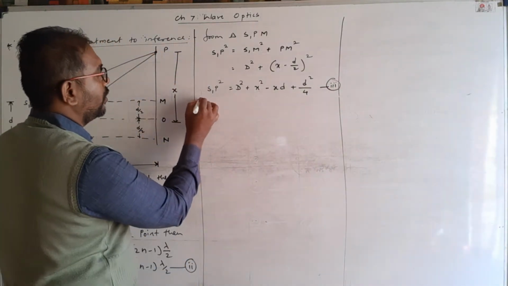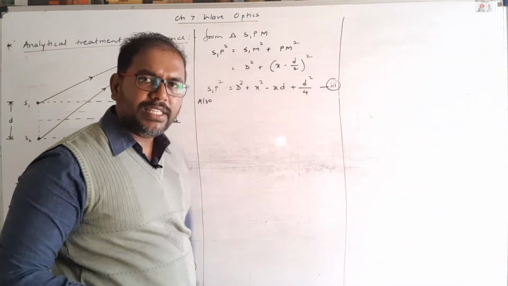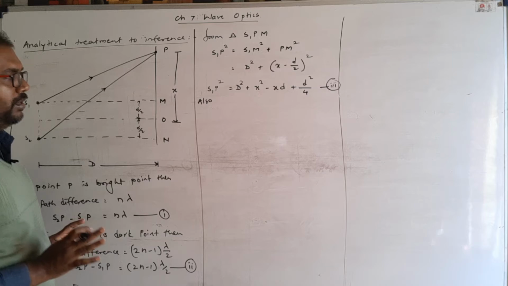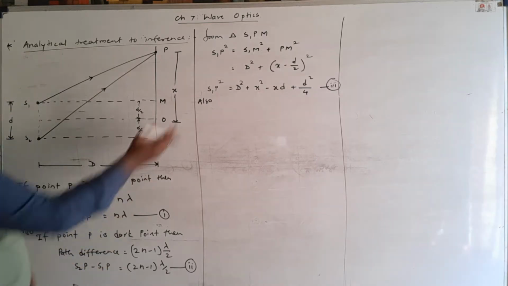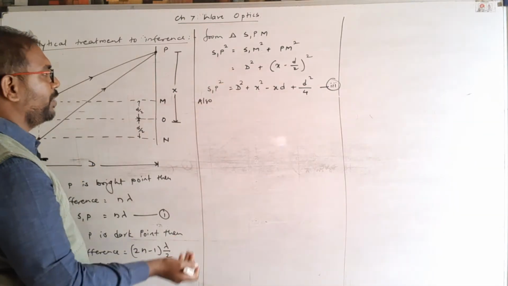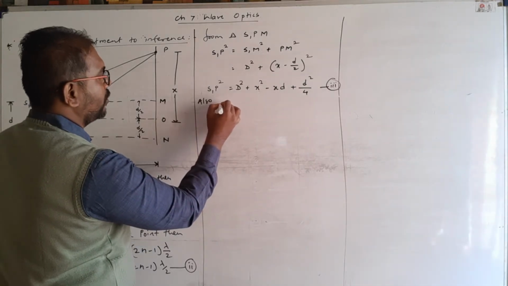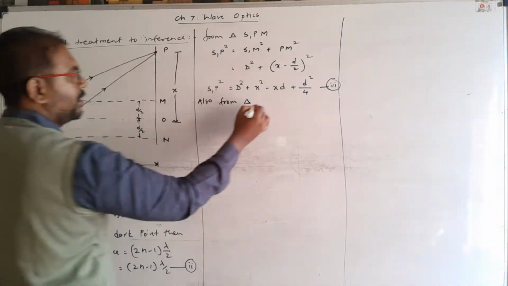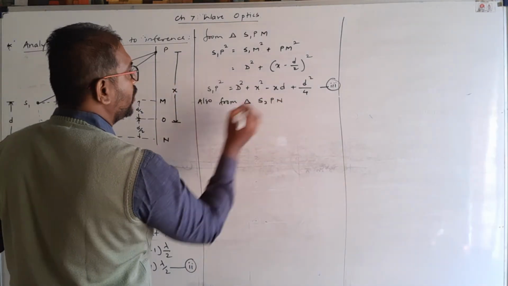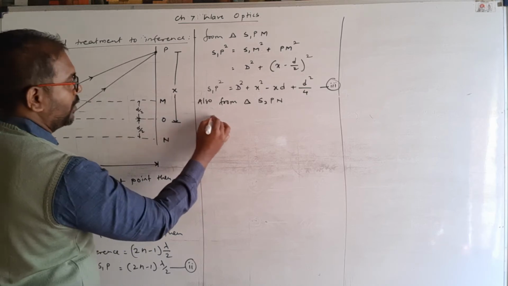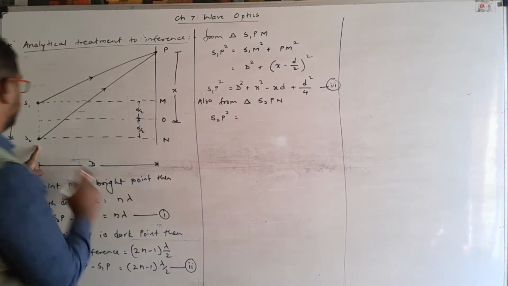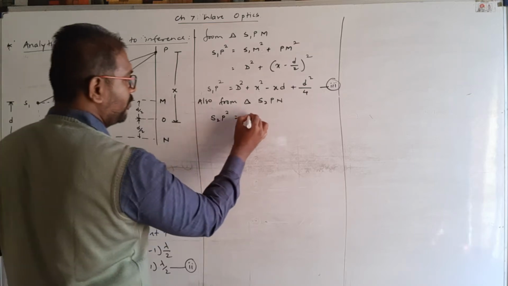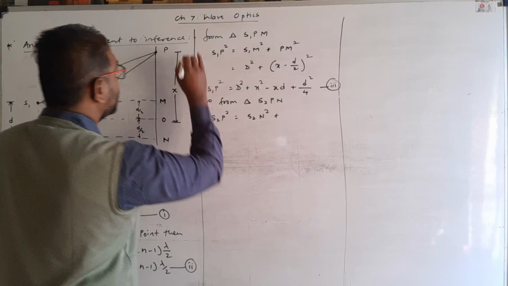Also, why are we obtaining this? Because we have to find this path difference, S2P minus S1P. So we get S1P square. In a similar manner, we get S2P square from the triangle S2PN. So we get S2P square is equal to, again I am writing directly here, S2N square plus PN square.